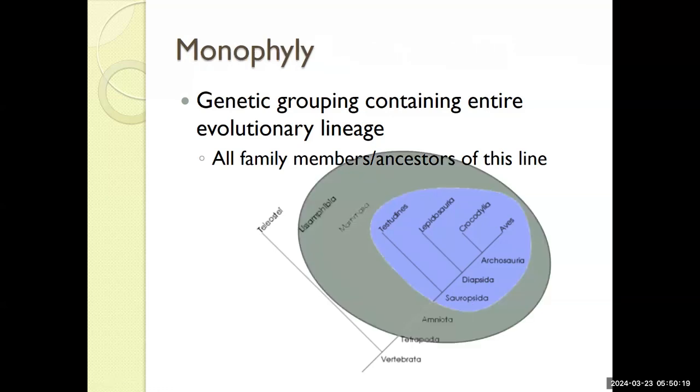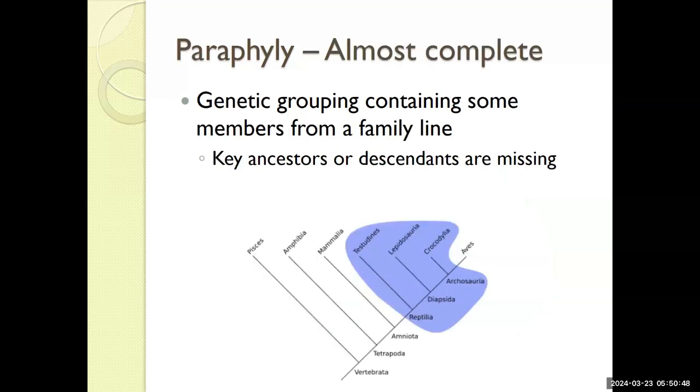Another example of a monophyletic grouping would be this gray structure, which includes the ancestor Tetrapoda and every ancestor after that. So these groupings can go back as far as you need them to or be relatively modern. As long as the shared ancestor and all their descendants from that point forward in time are included, we maintain a monophyletic family.